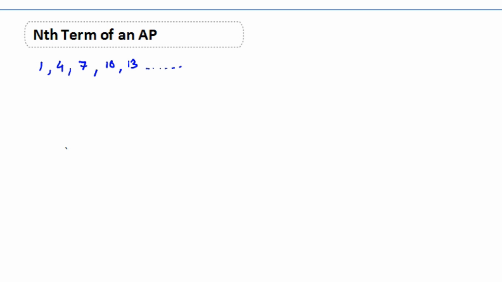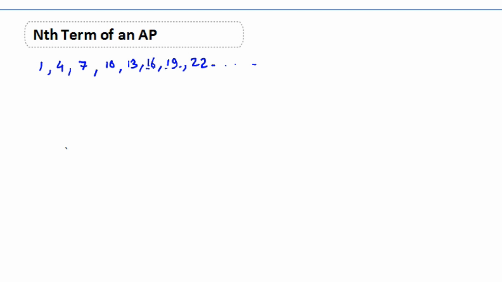So 1 plus 3 is 4, 4 plus 3 is 7, 7 plus 3 is 10, 10 plus 3 is 13, and seeing that sequence, the next term should be 16. Add 3 to that, you get 19. Add 3 to that, you get 22, and the sequence will progress indefinitely.